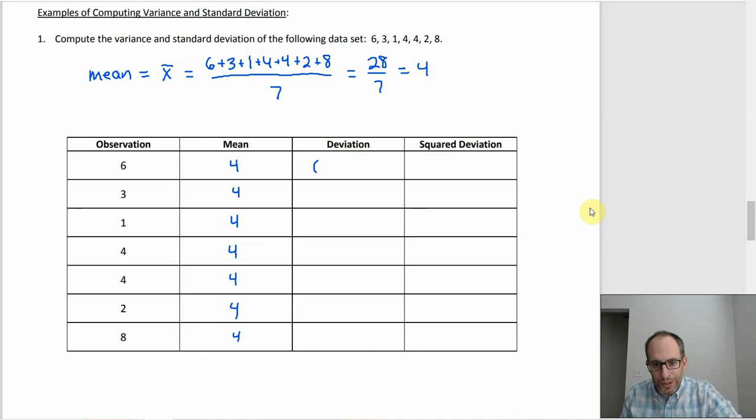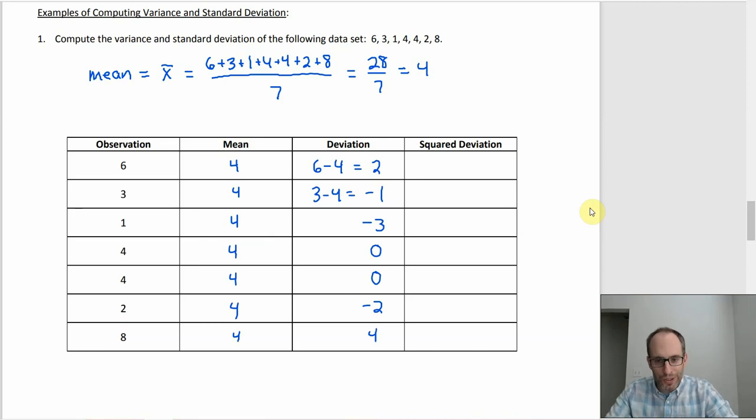Here, this one is 6 minus 4, which is 2. The next one is 3 minus 4, which is negative 1. And the same thing, 1 minus 4 is negative 3. We got a couple of zeros. We got a negative 2, and then we got a 4, right?